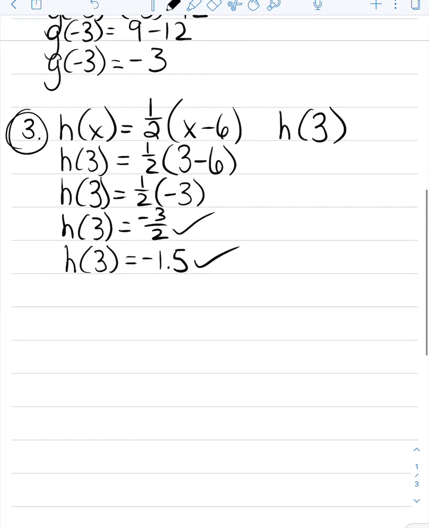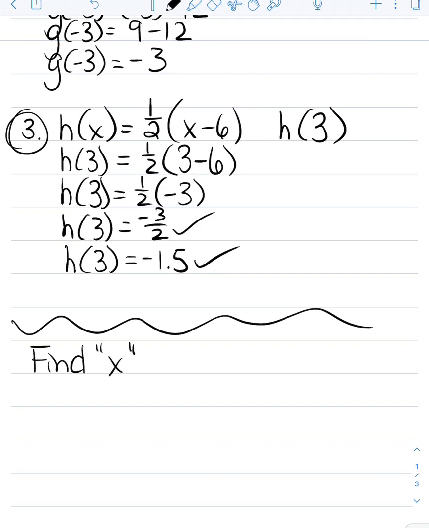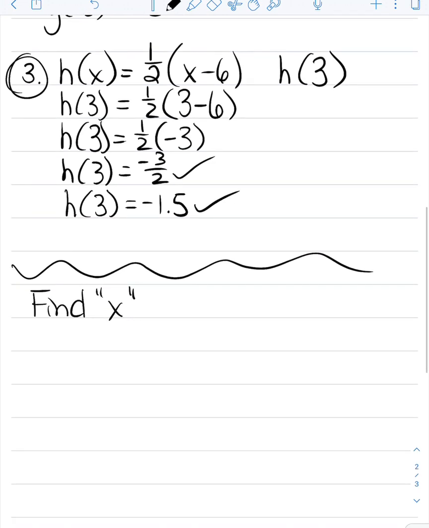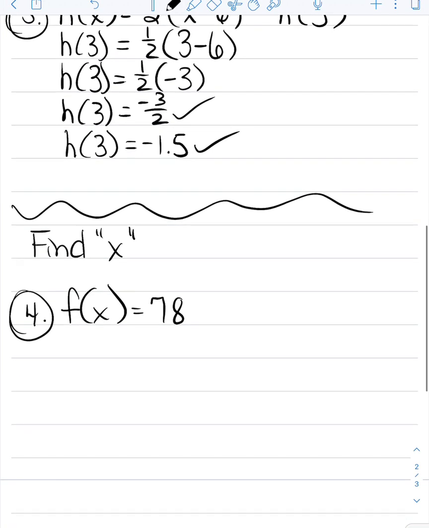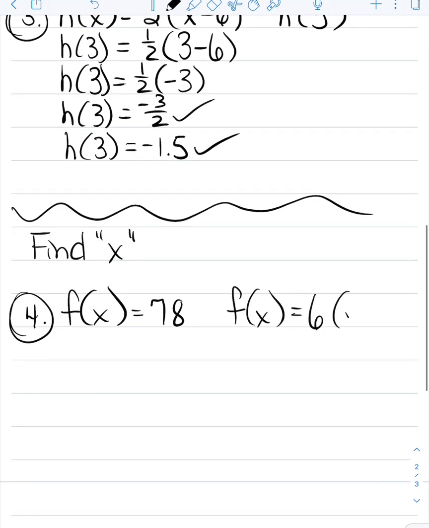So in the last few we evaluated the function. What if they tell you what the function is, but they want you to find x? That's the next thing we're going to take a look at. Sometimes we go the other way. So let's say that I tell you f of x equals 78. And I also give you the function, f of x is 6 times x plus 9. And I want you to find the value of x.